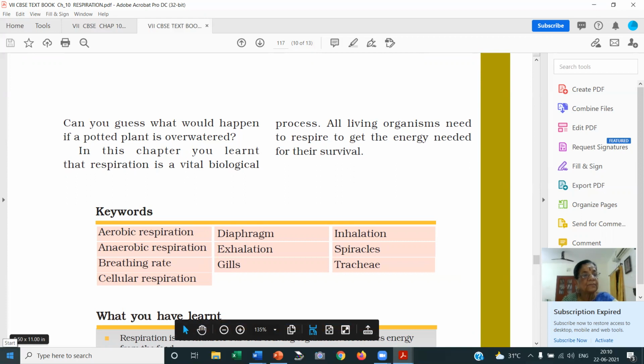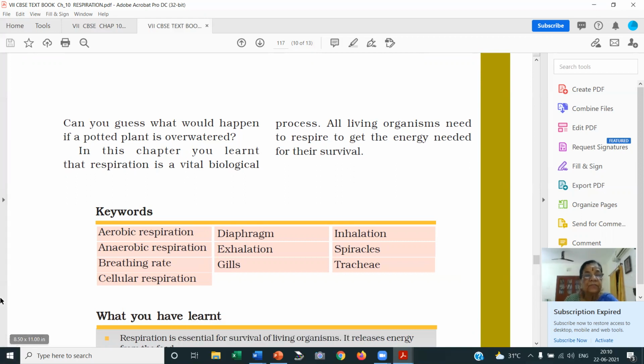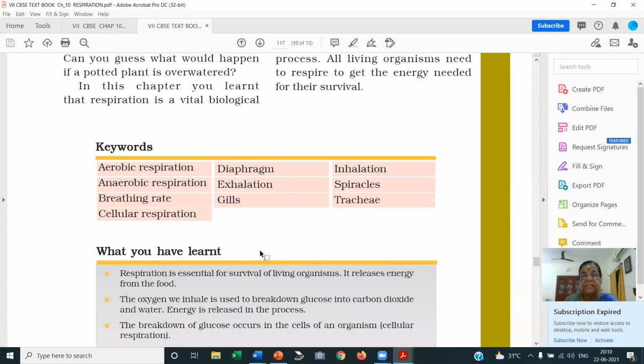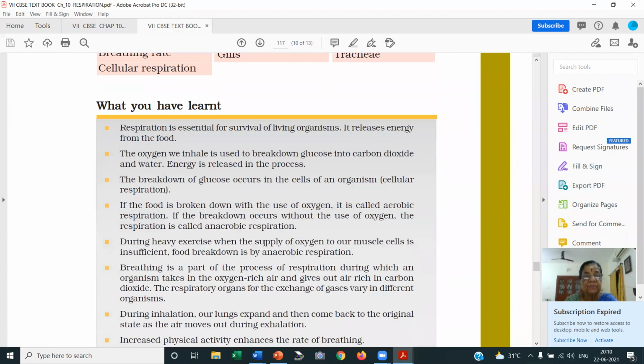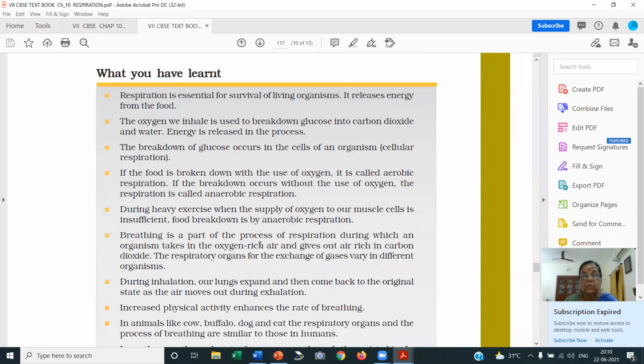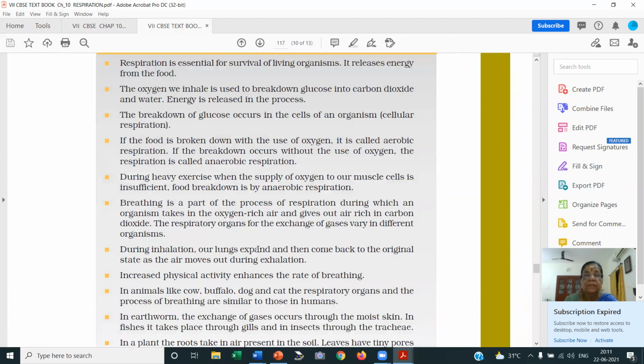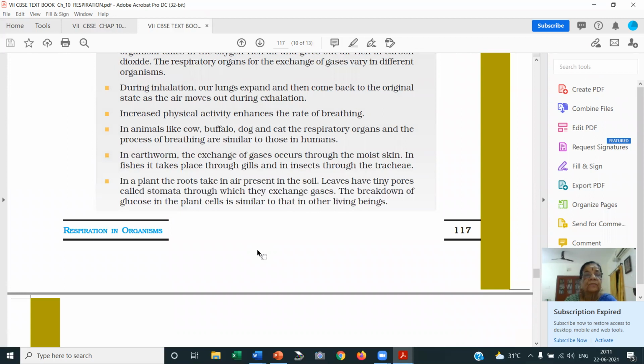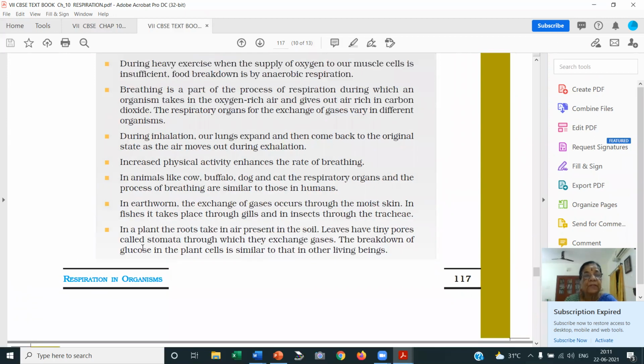So keywords: aerobic respiration, anaerobic respiration, breathing rate, cellular respiration, diaphragm, inhalation, exhalation, spiracle. We have studied all of these, so go through them once. I hope you understood. Yes, sir.